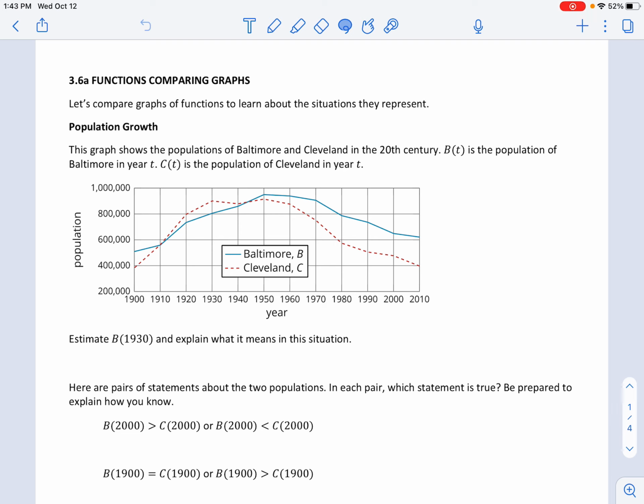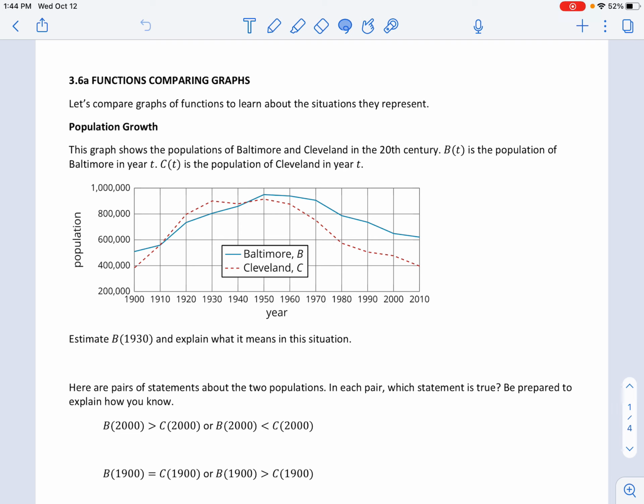And you can see the function b of t is the population of Baltimore in the year t, and c of t is the population of Cleveland in the year t. So we want to answer a bunch of questions about this. So you can see the graph for Baltimore is the blue line, and Cleveland is the red dashed line.